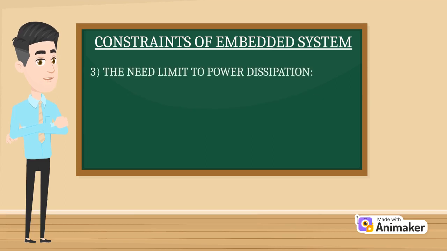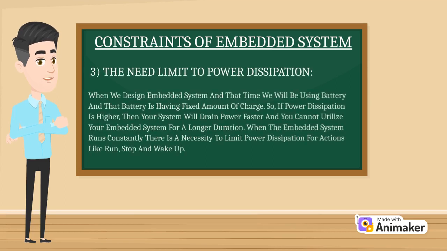3. The need to limit power dissipation. When we design an embedded system, at that time we will be using a battery, and that battery has a fixed amount of charge. So if power dissipation is higher, then your system will drain power faster and you cannot utilize your embedded system for a longer duration. Like, we have a mobile phone. If your mobile phone is getting discharged in half an hour, in that case you cannot utilize that for the entire day. So, power dissipation is also an essential constraint when we design an embedded system. When the embedded system runs constantly, there is a necessity to limit power dissipation for actions like run, stop and wake up.